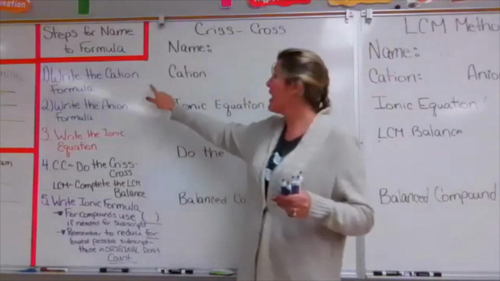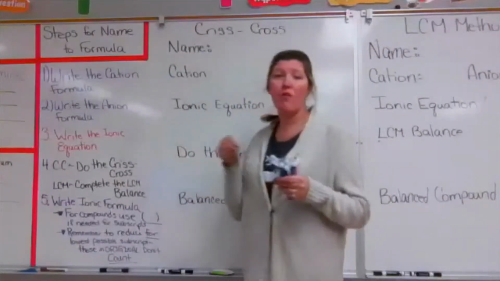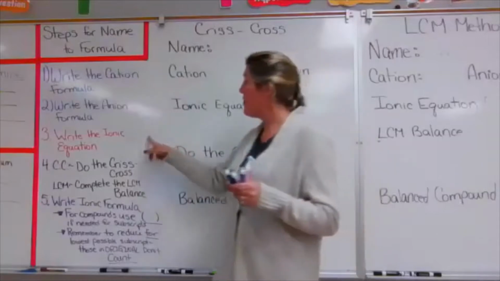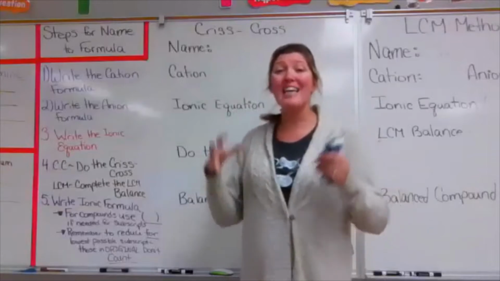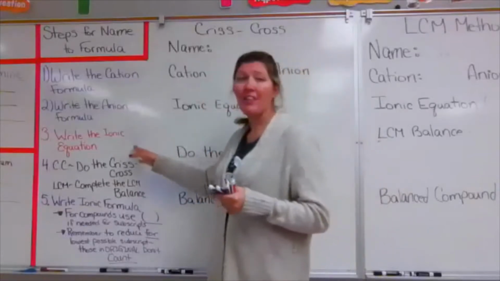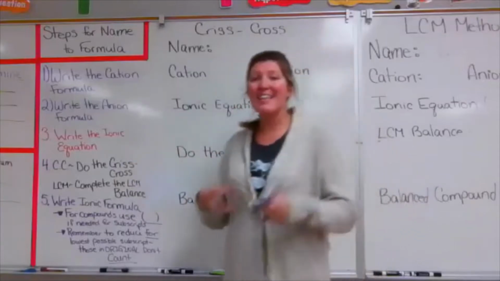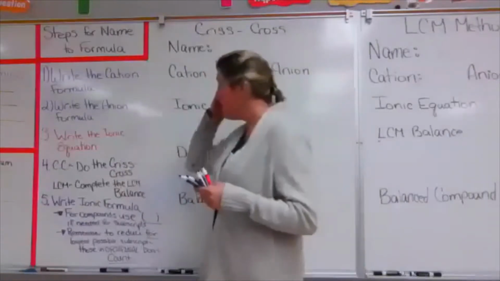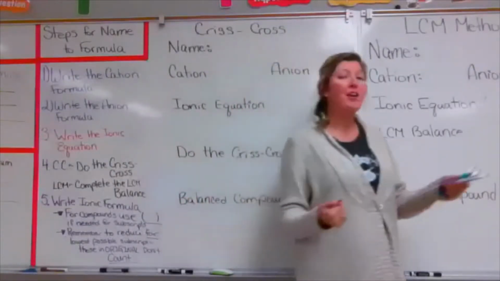The first step is to write your cation formula. The second step is to write your anion formula. And the third step is to write the ionic equation, because you have to remember you're always adding things together to form a compound. And I don't want you to forget that your balanced compound is a result of adding things together.